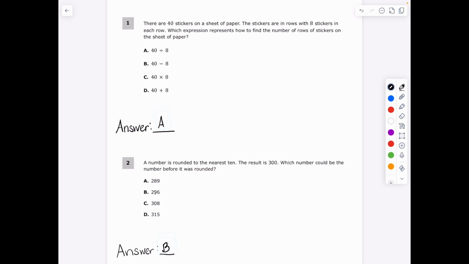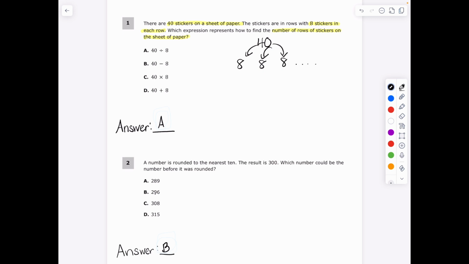There are 40 stickers on a sheet of paper. The stickers are in rows with 8 stickers in each row. Which expression represents how to find the number of rows of stickers on the page? Okay, so when I'm thinking about this, I know I have 40 stickers, and I know that it's set into different rows, and there are 8 in one row, and then there's another 8 in another row, and then there's another 8 in another row. And I know that altogether, I just need to figure out how many rows would be there.